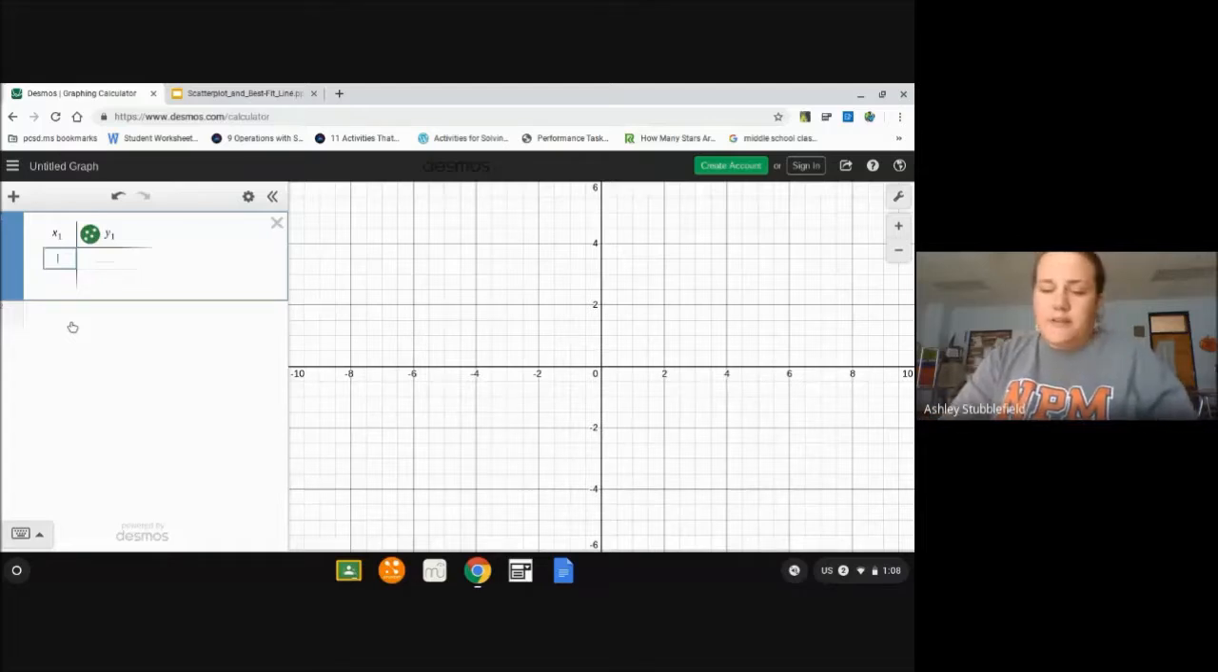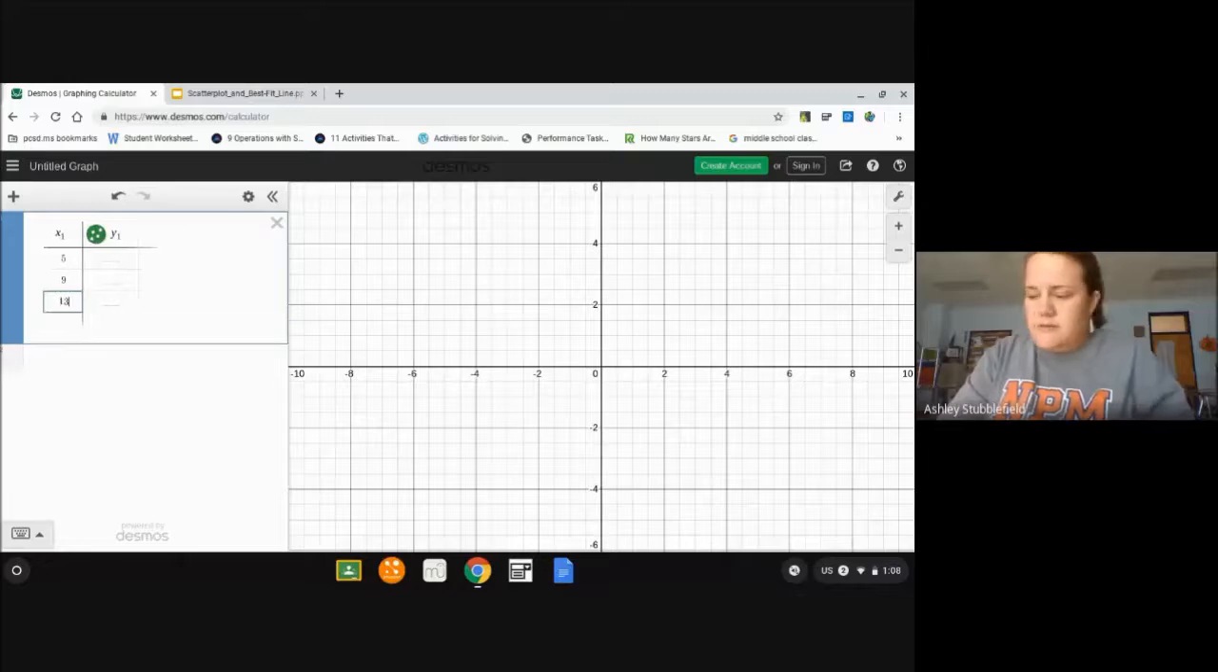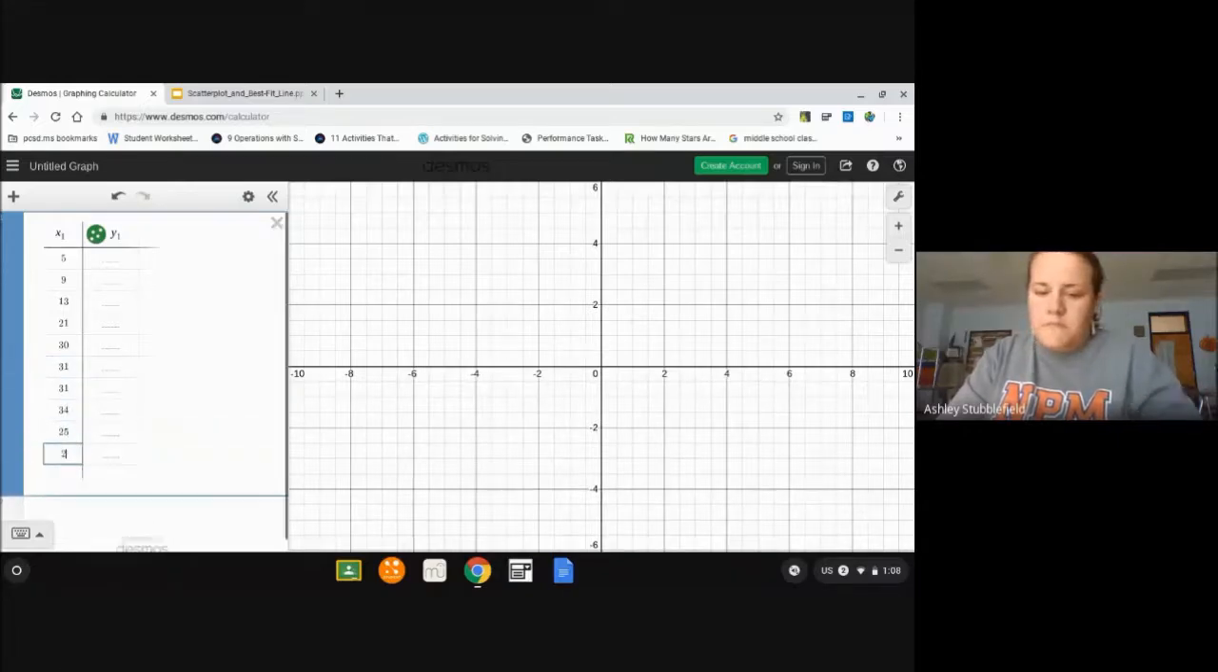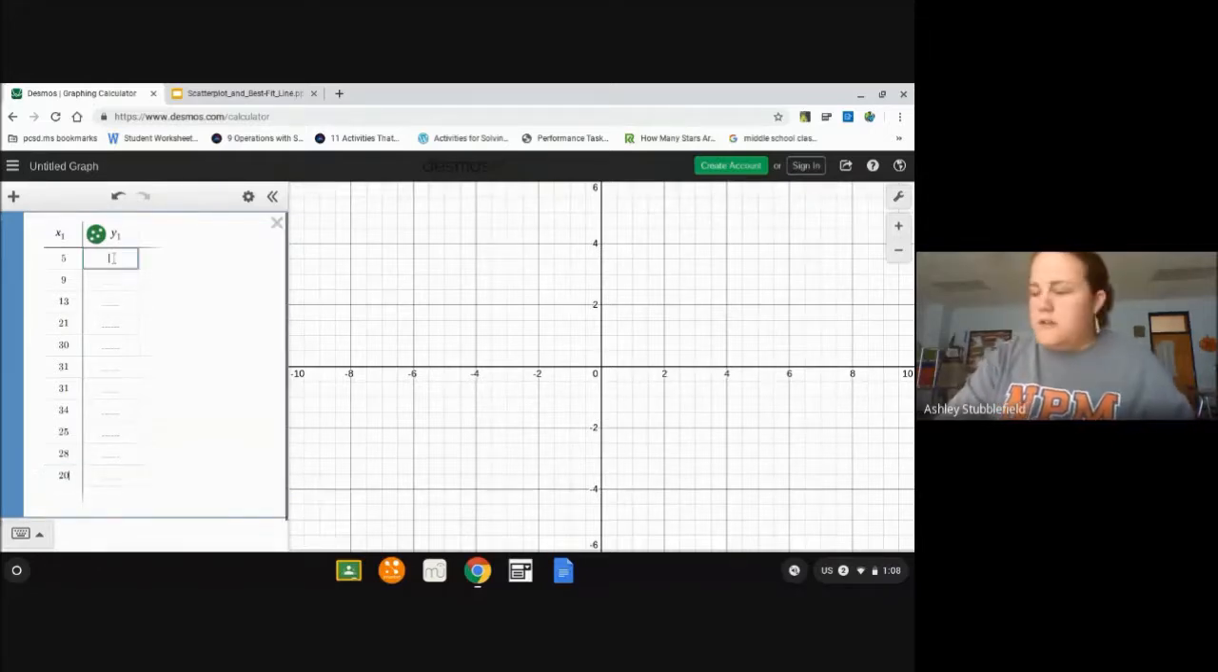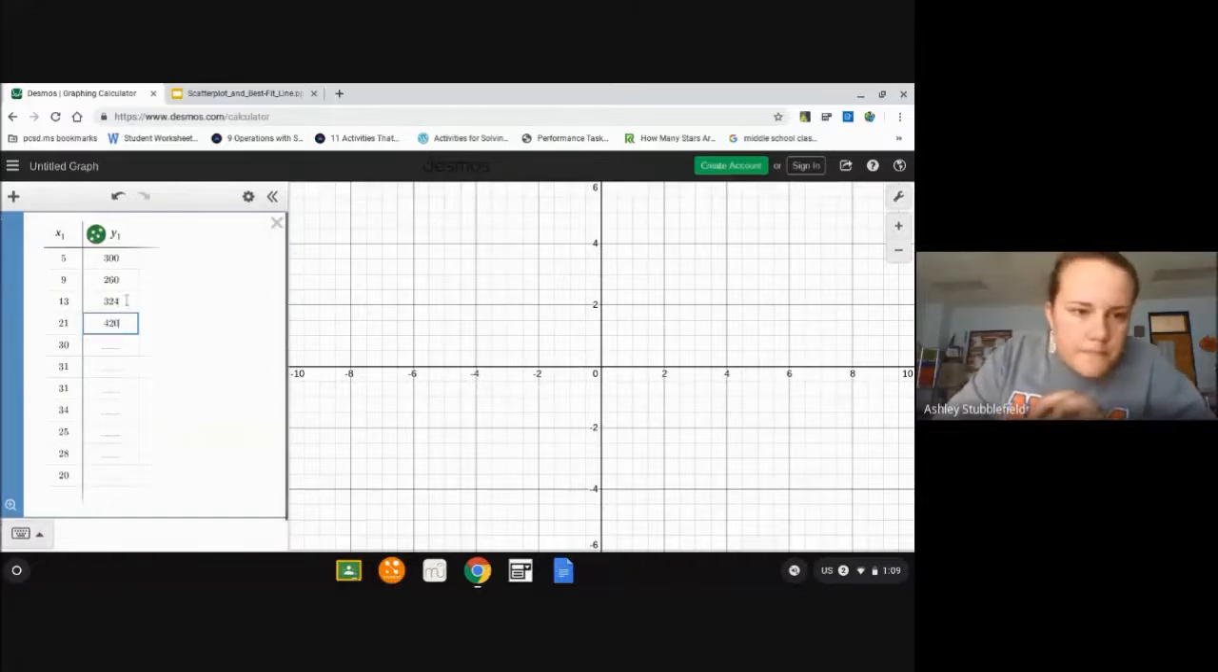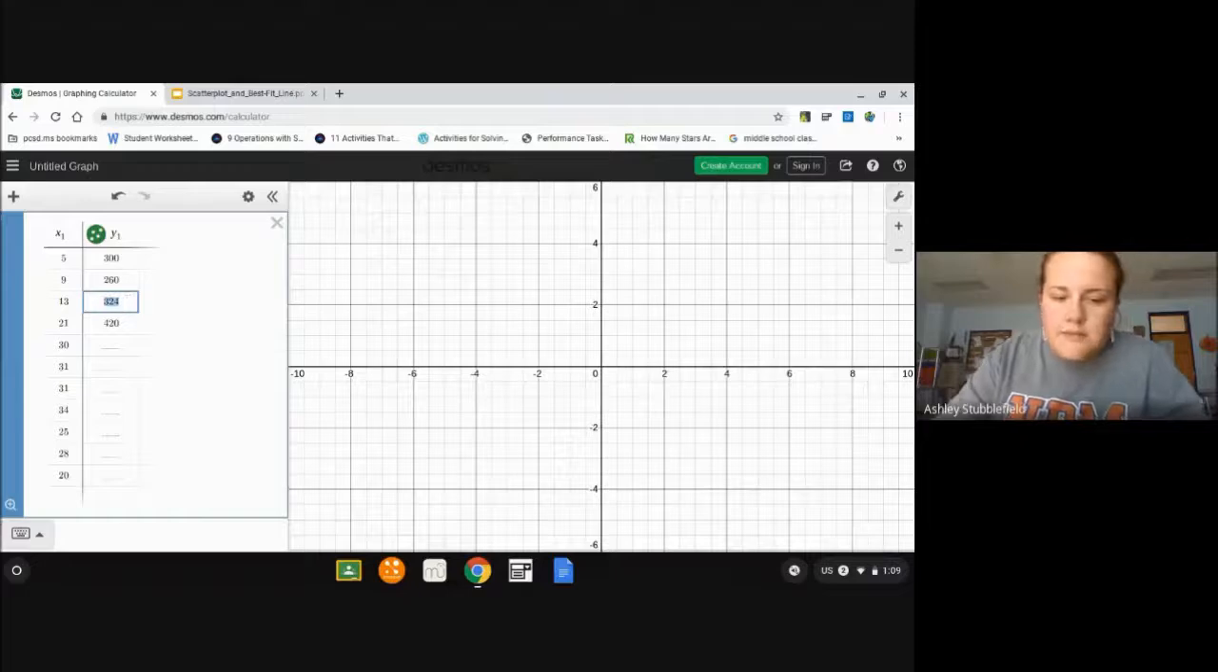So our fat grams are going to be the X values. So let me add those real quick. Then our Y values are going to be the number of calories. It should be 320 instead of 324.